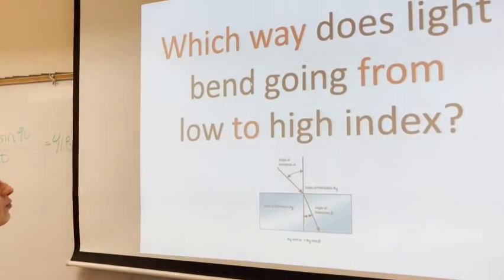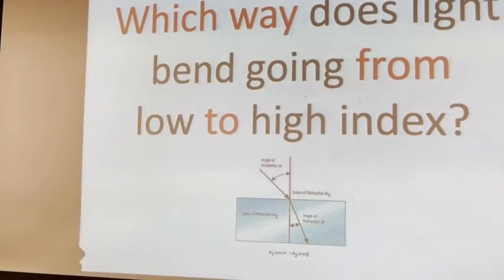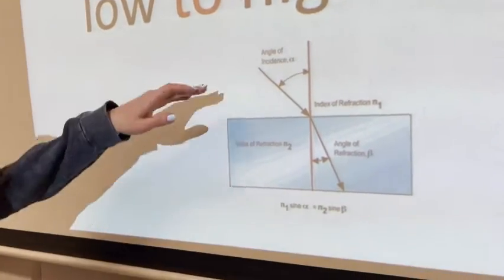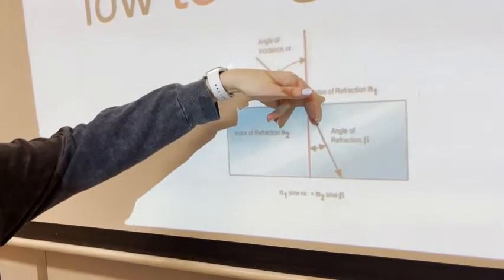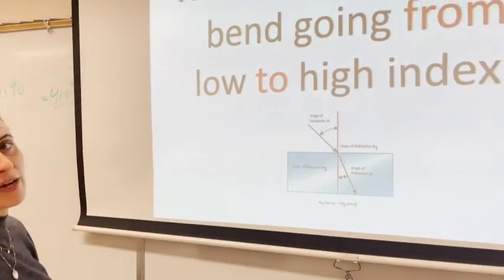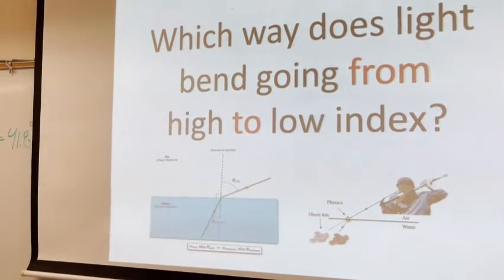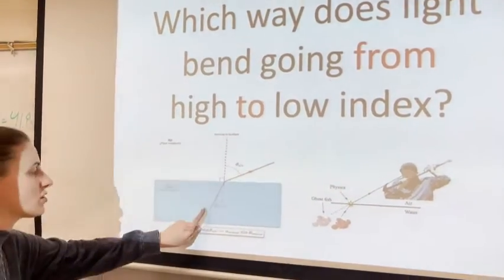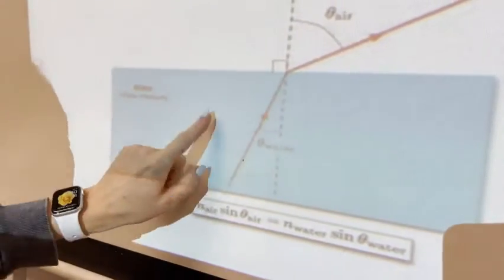Which way does light bend going from a low to a high index? Here's an illustration going air into glass. You can see as it comes in, it's bending toward the normal. Now, do we want to go into the math behind this? We'll keep going. Which way does light bend going from high to low? This picture is a little confusing because we've been going down through this the whole time, but here we're going from water.